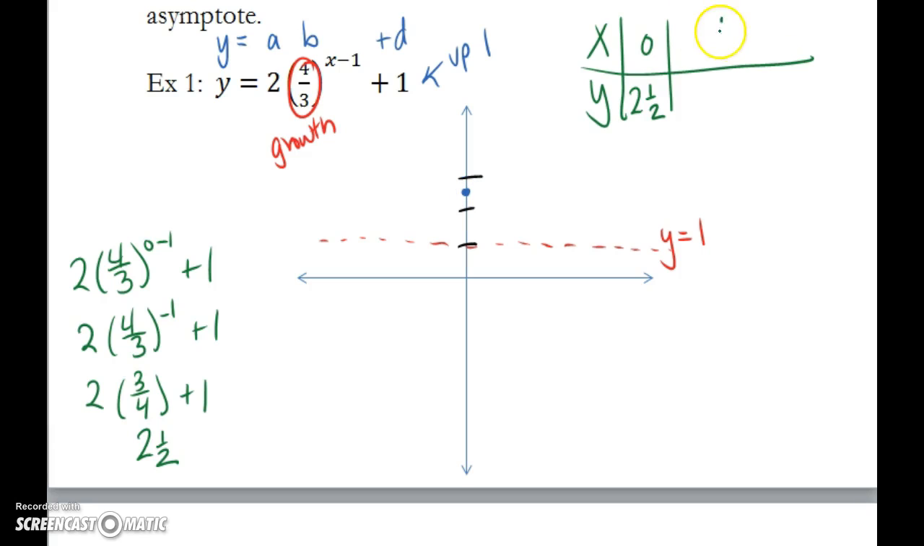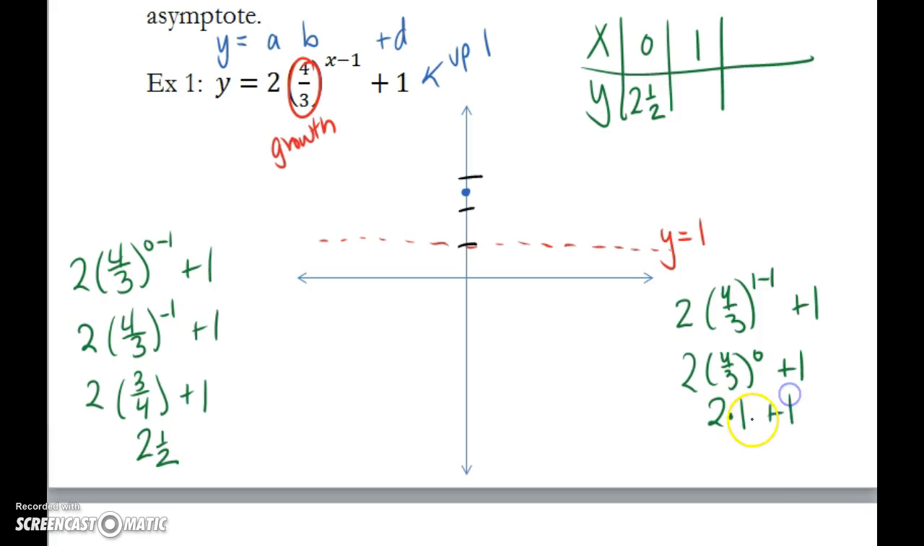All right, let's put the x value of 1 into our function. So we'll do that work here. 2 times 4/3 to the 1 minus 1 power plus 1. This is 4/3 to the 0, which is 1. This works out to be 3. So 1, 3 is another point on our graph. So here's 1, here's 3. Now, knowing that it's growth, we have an idea of what our graph looks like, and so we can just connect the points that we have and incorporate the shape that we already know it's going to be. If you wanted to, you could include some more values on your xy table to get a more accurate graph.